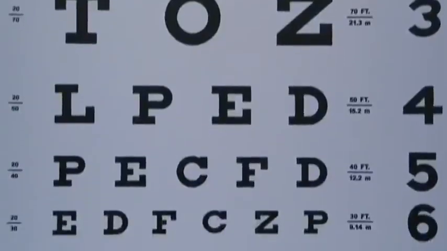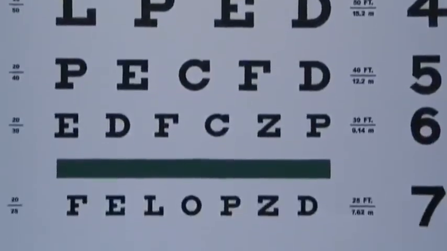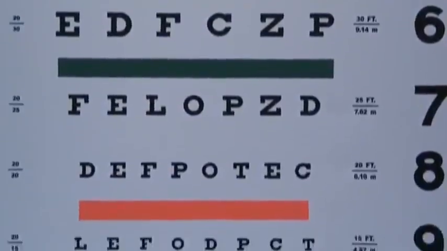What I'd like you to do is hold this card in front of your left eye. Okay. And then I want you to look at the chart and read the smallest line possible. D-E-F-P-O-T.